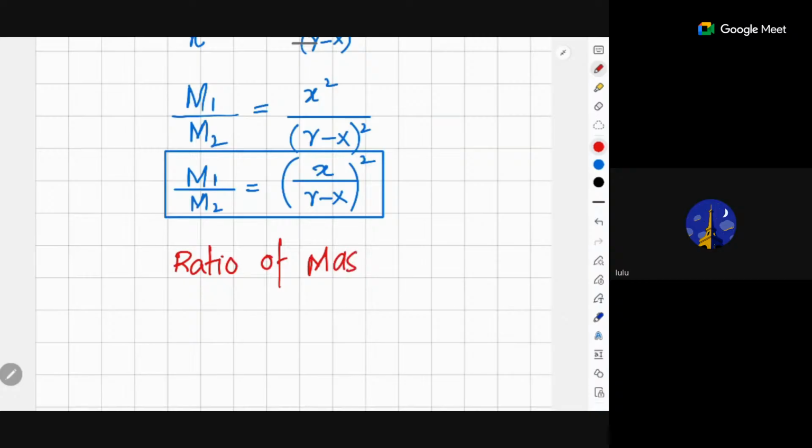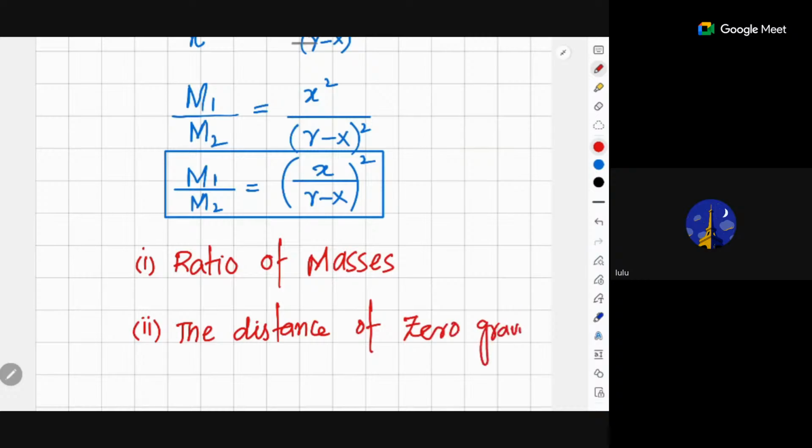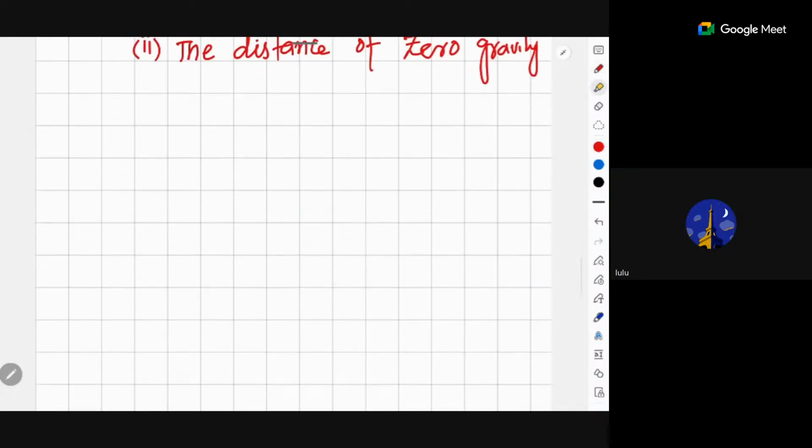Okay, are you getting this point? Yes, sir. And secondly, the distance of zero gravity from any of the planets, right? So the third aspect of this topic is graphical analysis. What is the third aspect? That is the graphical analysis.